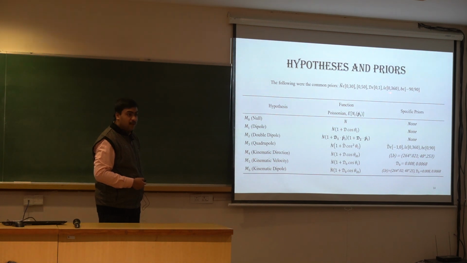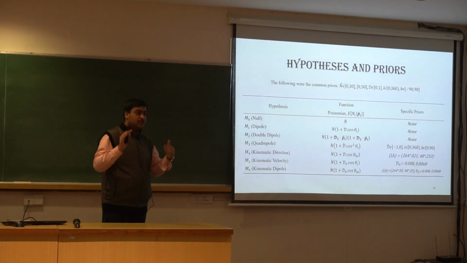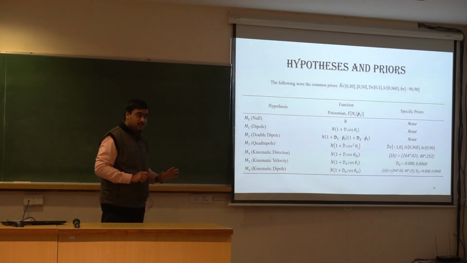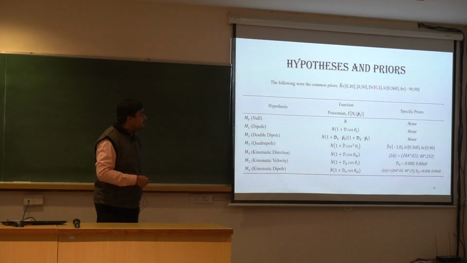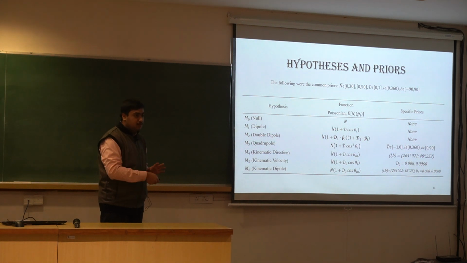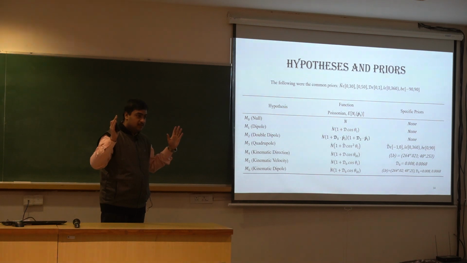So you see, your dipole amplitude is between 0 and 1. This is delta. Your dipole amplitude cannot exceed 1. Your l and b are over the full sky. So we are essentially saying, okay, there can be a dipole in any direction of any amplitude. So essentially, these are not specific priors. We have not used any special assumption while doing this kind of analysis. We said, okay, let's consider a completely generalized version.